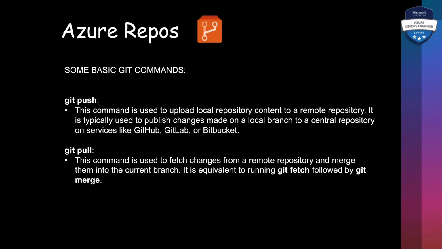Now the second one is git pull. This command is used to fetch changes from a remote repository and merge them into the current branch. It is equivalent to running git fetch followed by git merge. So we don't need to go into git fetch and git merge as of now. Just try to understand it like this: git pull command is used to copy the updated content of your remote repo to your local server. I hope you understood. Now we will see some practical and then we will get a clear understanding of this.